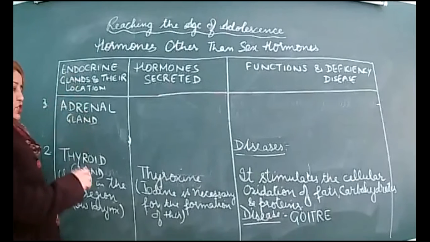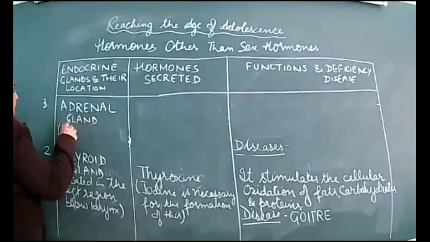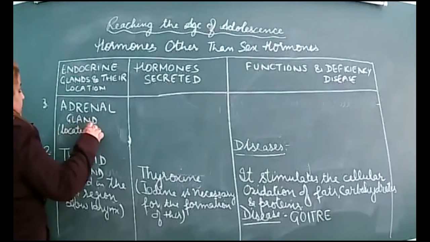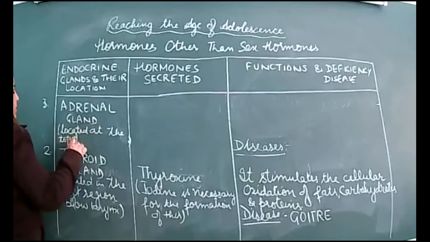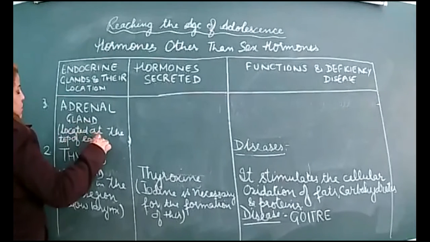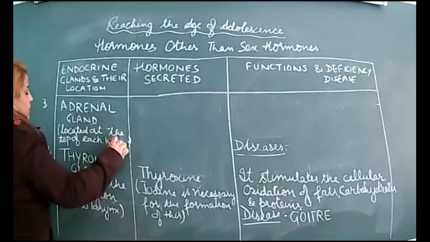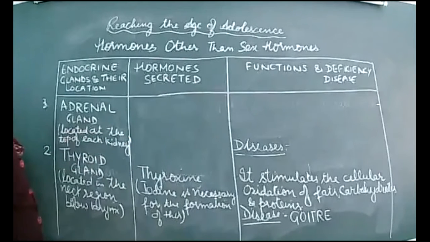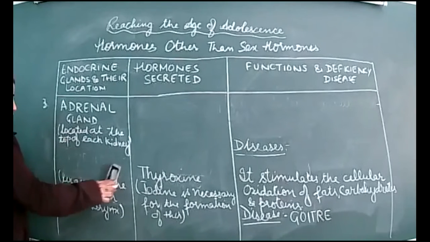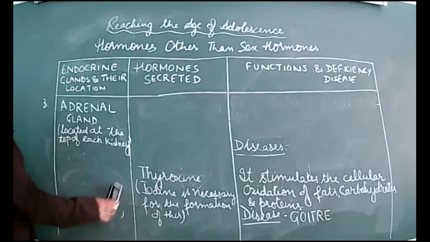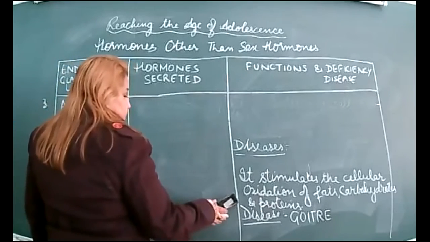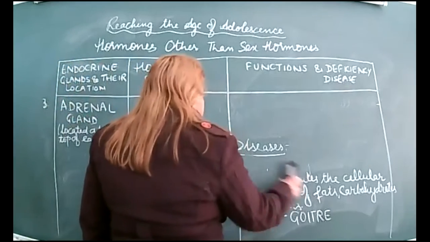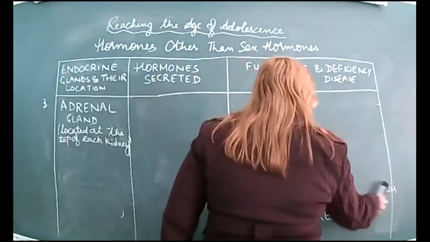Kidneys के ऊपर cap shape, located at the top of each kidney, right? This is located at the top of each kidney. Write it down, beta.